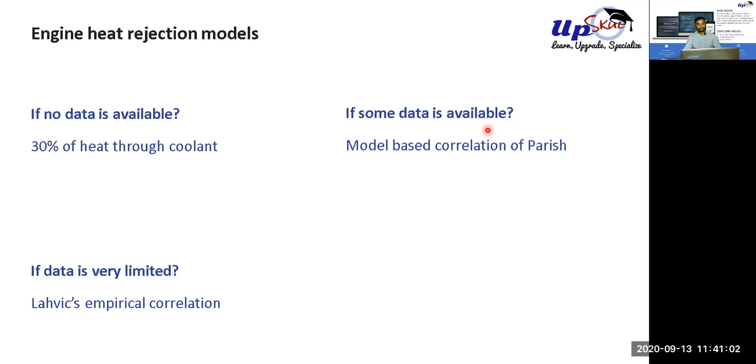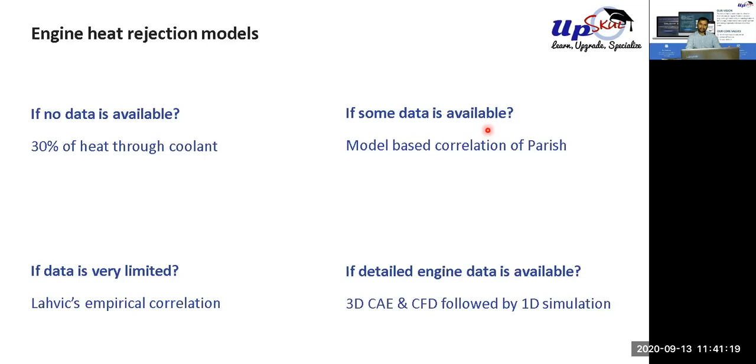We are going to look at all of these models. If we have the entire detailed engine data, for example, we have the CAD model and some CAE CFD data, then we can go with the 3D CAE and CFD, followed by 1D simulation. What 1D simulation does is it saves lots of time, and we can do quick trials. We can do quick setup changes, and we can see how effective they are.